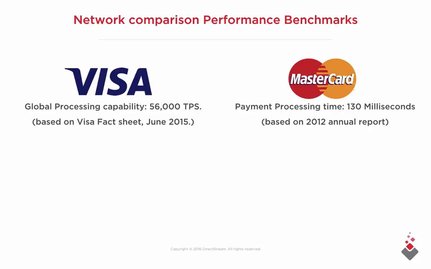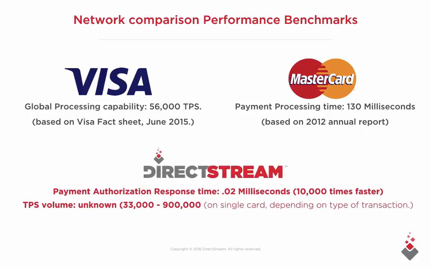MasterCard, on the other hand, prides itself in speed of processing, and they are able to process payments at 130 milliseconds, and this is based on their 2012 annual report. They may have seen some speed increase, but nothing too great over the 2012 report. With DirectStream, we are able to process authorization on payments in 0.02 milliseconds, or about 20 microseconds. And this equates to approximately 10,000 times faster than the MasterCard time of 130 milliseconds.